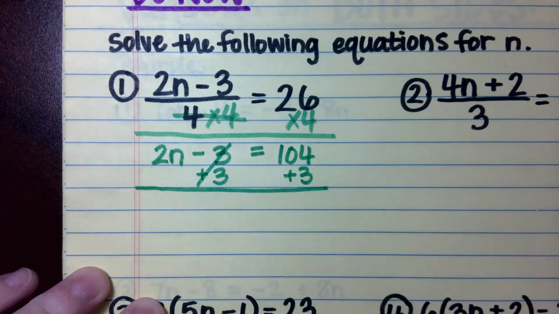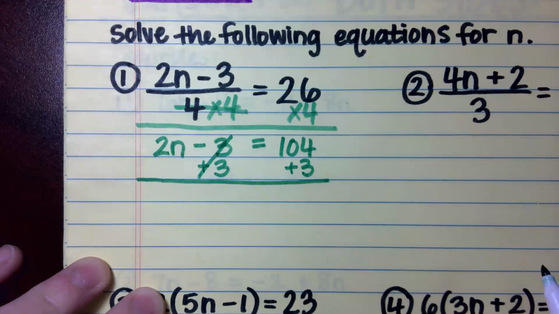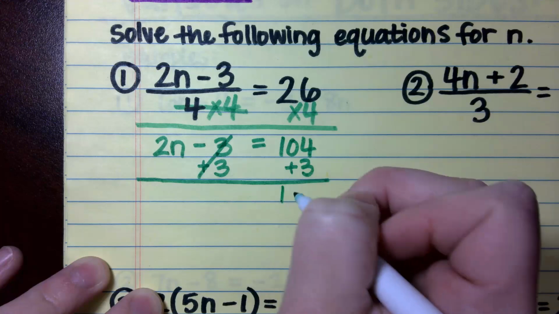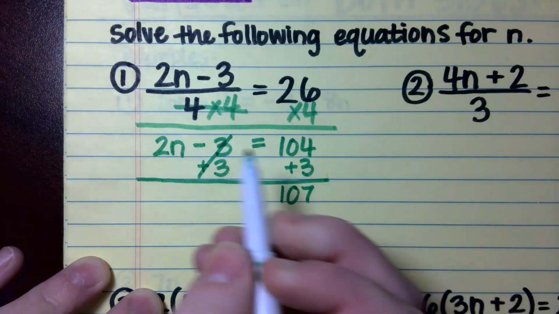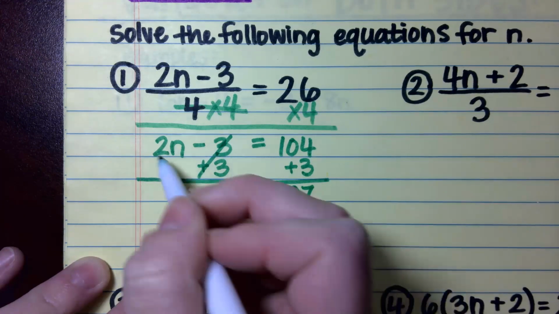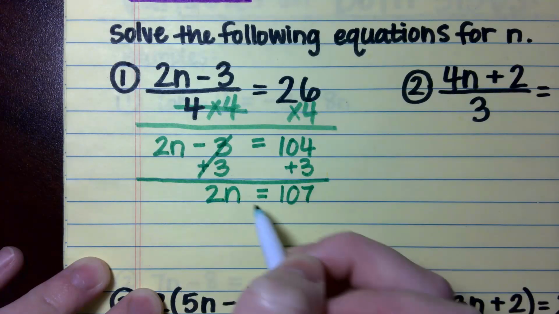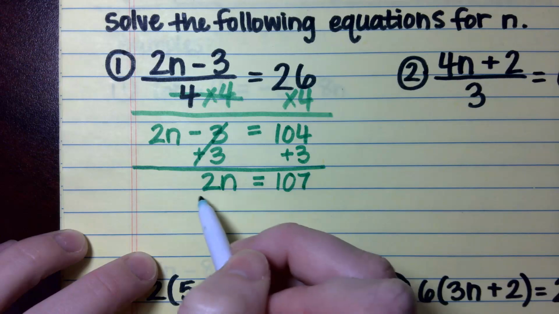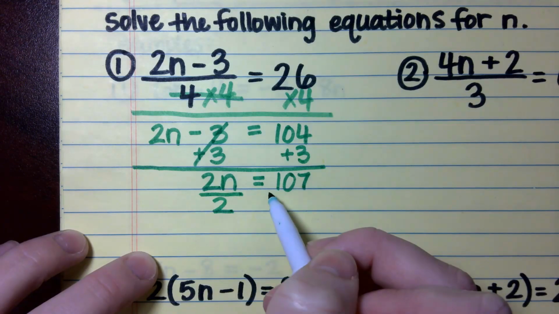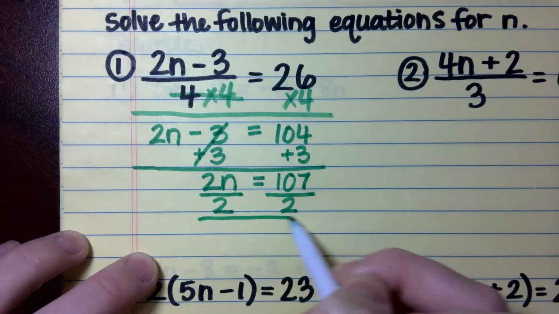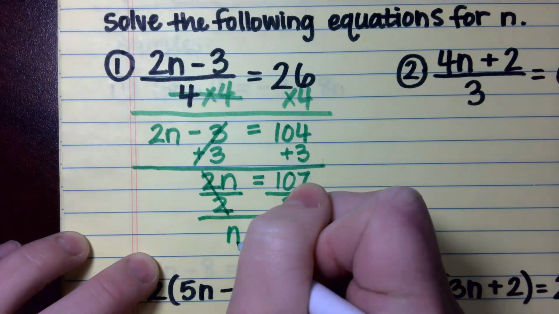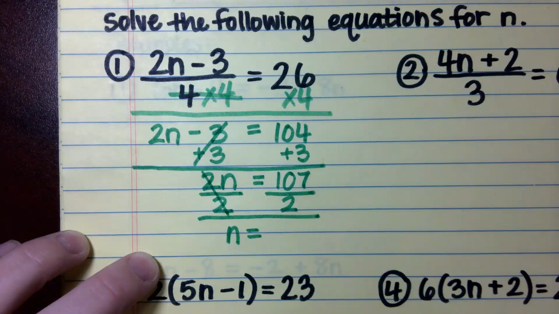All right. What's next? Yes, 104 plus 3 is 107. And we gotta bring everything down. 2 times n equals 107. Now what? To get rid of multiplication, we divide. And we are gonna get a decimal. So our 2's cancel, and we're left with n is equal to what?